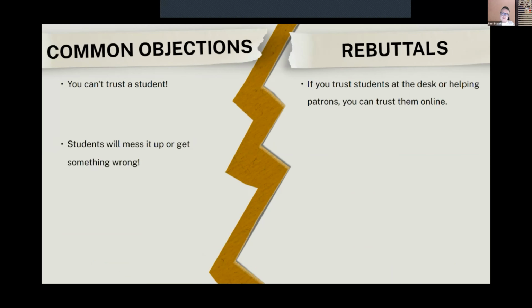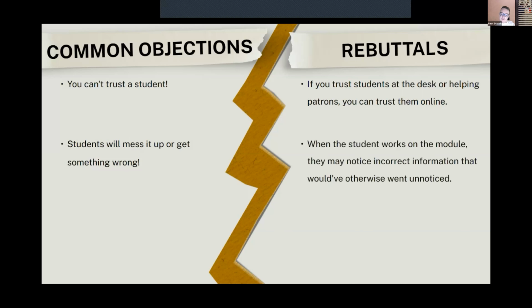Another common objection that we hear is students will mess it up or get something wrong. And yes, while they may mess up here and there, like we all do, I've seen and experienced firsthand that when a student works on a module, they may and most likely will find information that's incorrect, either on the library's social media page, the library's website, or physically within the library that otherwise would have never been found. And I apologize, that was my dog.